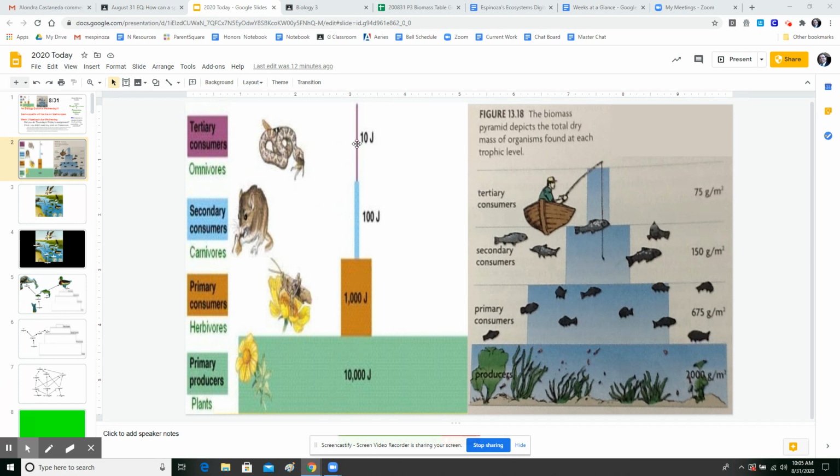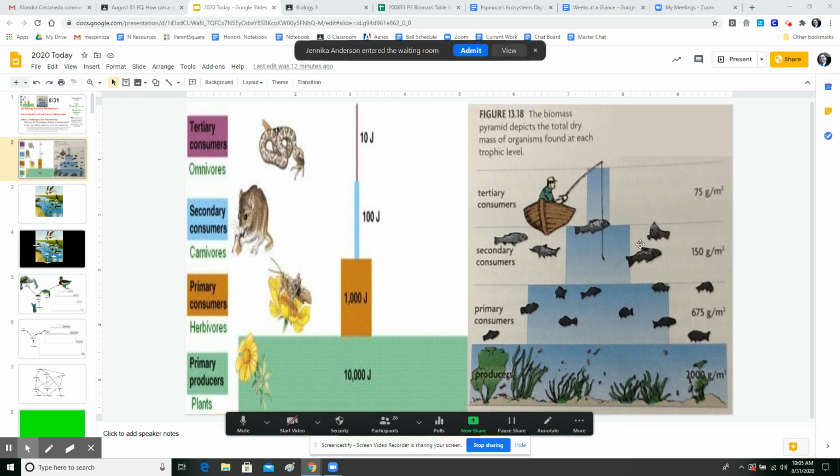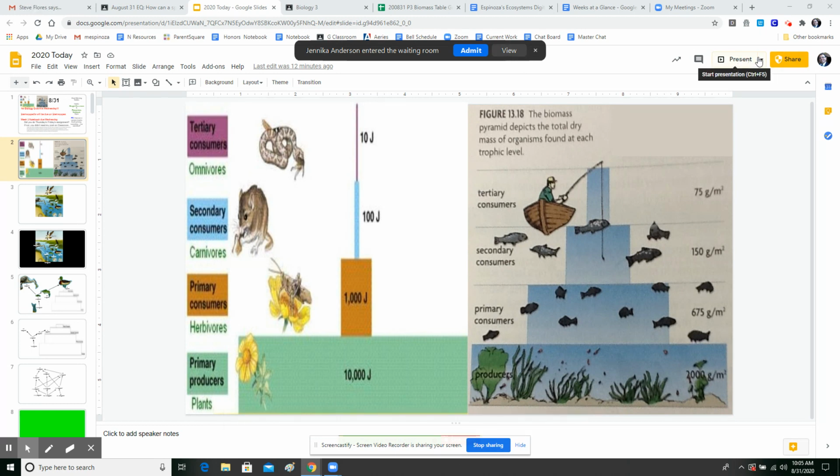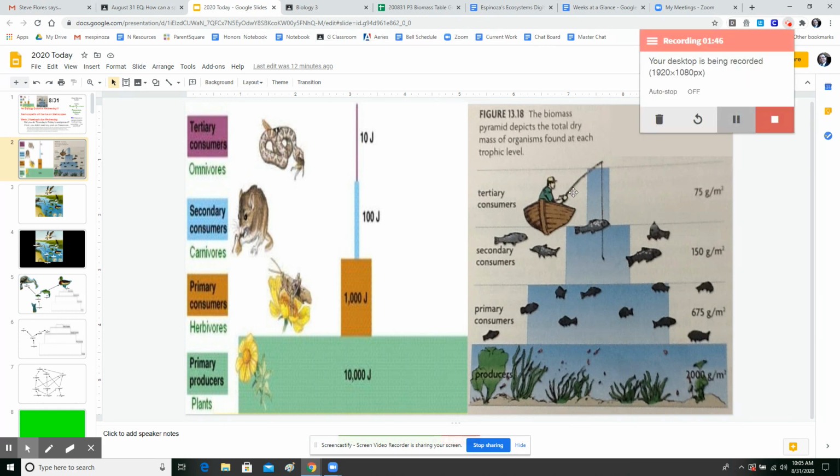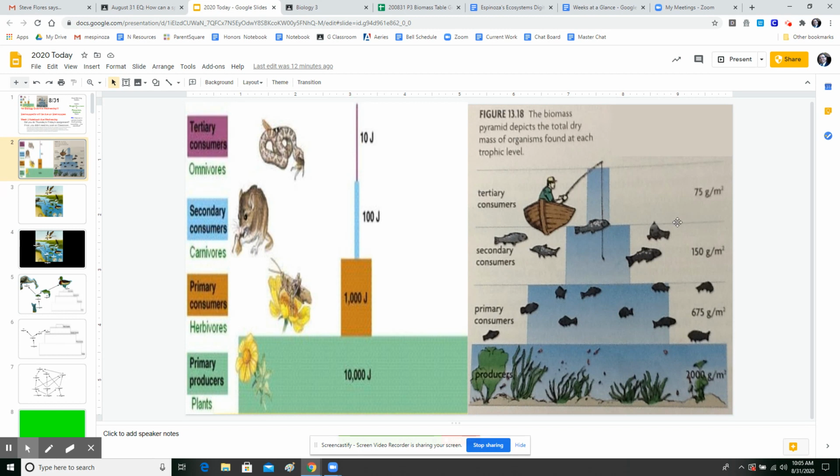Now, because each trophic level has less energy, what happens? You get less mass. You get less mass when you have less energy, right? So as I was saying, as the energy decreases, the amount of mass decreases. What does that mean? Why does it decrease? Because there's less energy for those organisms to build with.